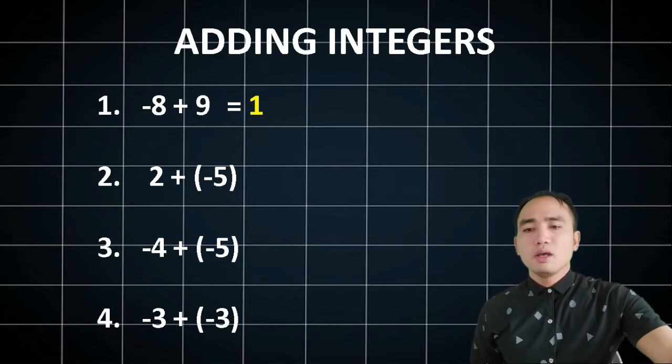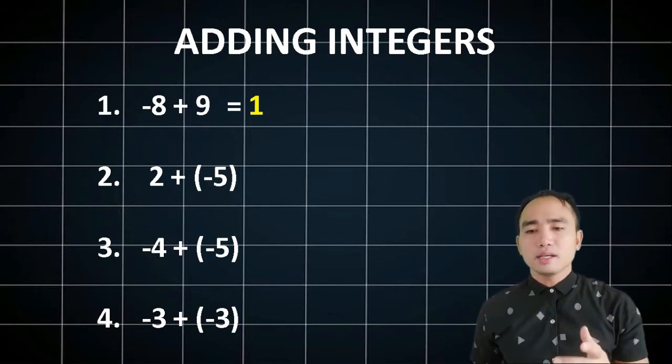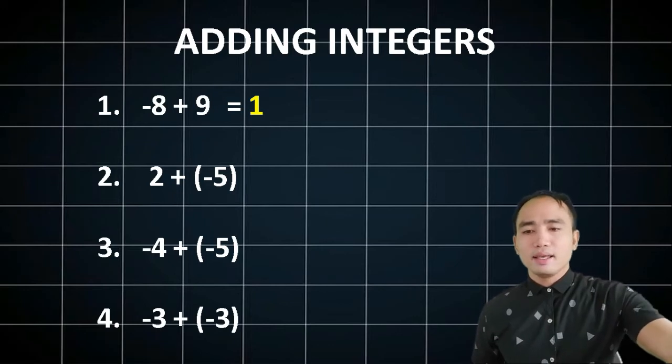Number 2, 2 plus negative 5. This is also adding two integers with different signs because 2 is positive and 5 is negative. Therefore, we have to go for subtraction. 5 minus 2 is 3. And the bigger number is negative. So that is negative 3.